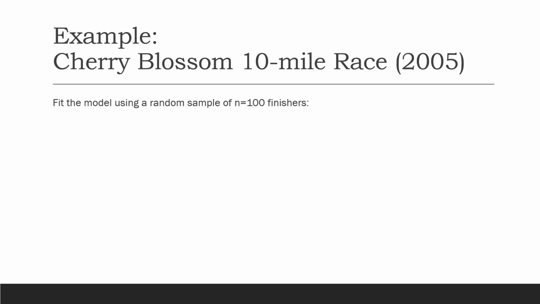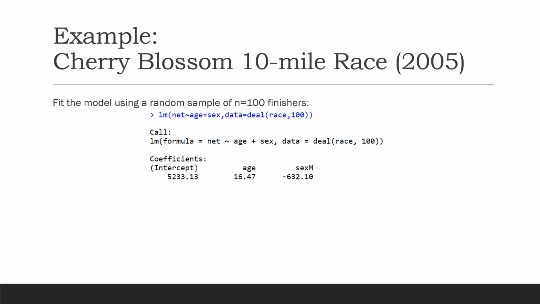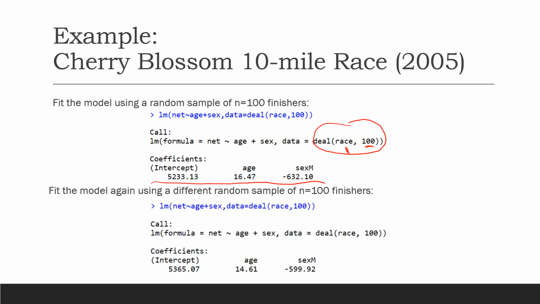If I fit the model using a random sample of 100 finishers from the race that year, I get a model fit with the coefficients given here. Notice that I use the do function here to randomly select 100 finishers from that race data set. Now when I repeat this process and choose a different sample of 100 finishers, you can see that my coefficients are somewhat different.